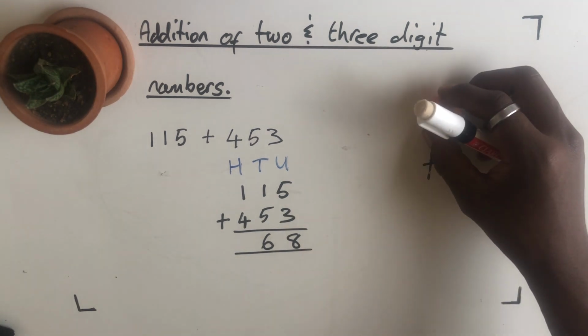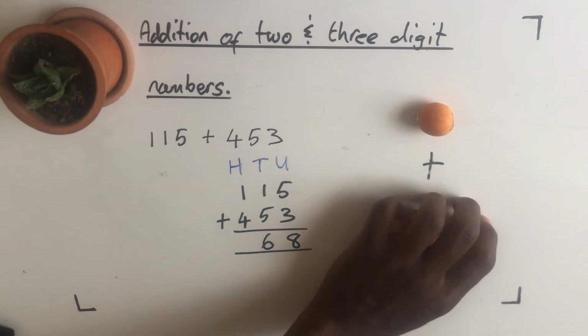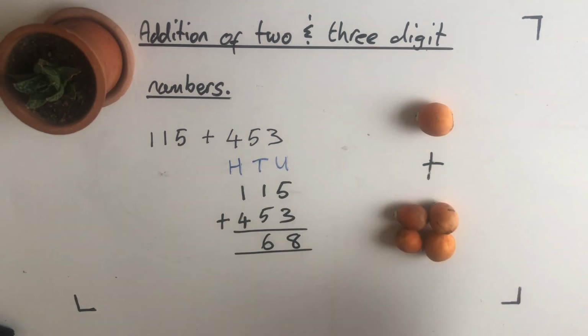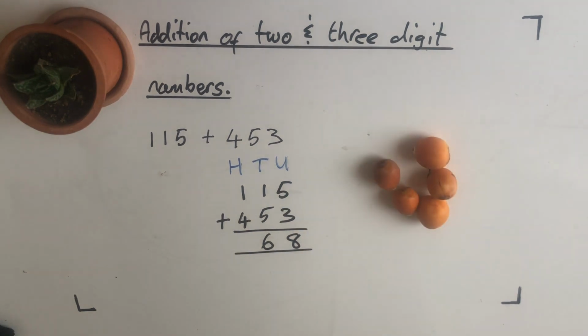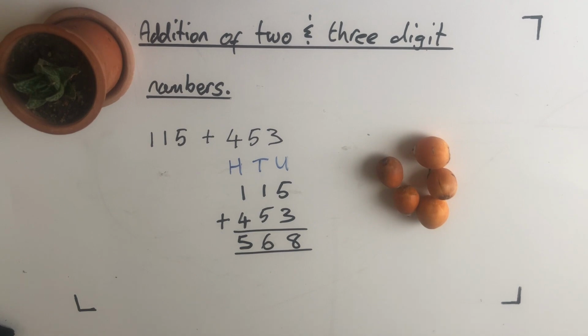All right. And then the next one, again, I have 100, right? 100 plus 400. Right? So I have one set of 100 and then 4 sets of 100. If I put these together, that gives me 1, 2, 3, 4, 5. Right? So that gives me 5 hundreds. So the answer here is 568. Okay?